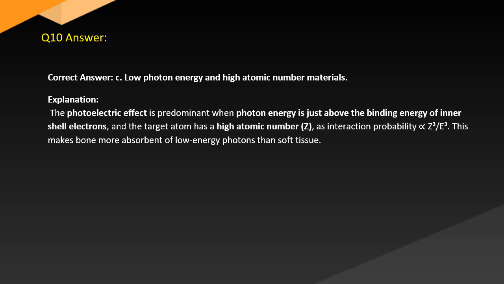Answer. Correct answer, C. Low photon energy and high atomic number materials. Explanation: the photoelectric effect is predominant when photon energy is just above the binding energy of inner shell electrons and the target atom has a high atomic number Z, as interaction probability rises with Z. This makes bone more absorbent of low energy photons than soft tissue.